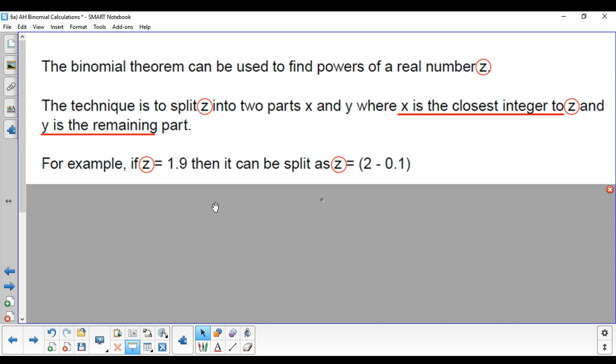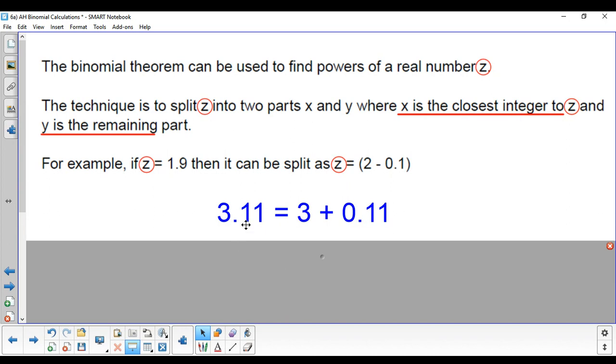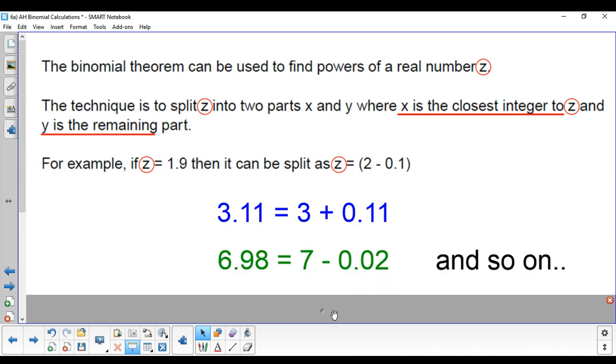If you had 1.9, you wouldn't go to 1 plus 0.9. You would say, okay, let's start at 2 and take off 0.1. So that's the x and that's the y part. If you have 3.11, you'd have 3 and you'd add on 0.11. If you had 6.98, you wouldn't start at 6. You would go to 7 and take 0.02 off and so forth, okay?